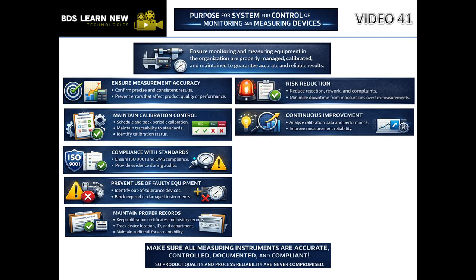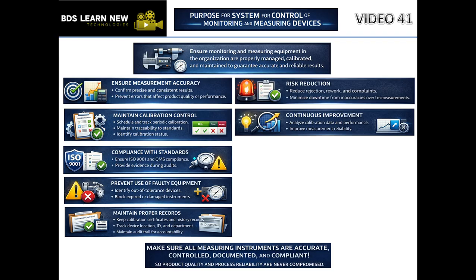Then maintain proper records. Keep calibration certificates and history records. Track device location, ID and department. Maintain audit trail for accountability. Then we have a risk reduction, means to reduce rejection, rework and complaints. Then minimize downtime from inaccuracies over the measurements.